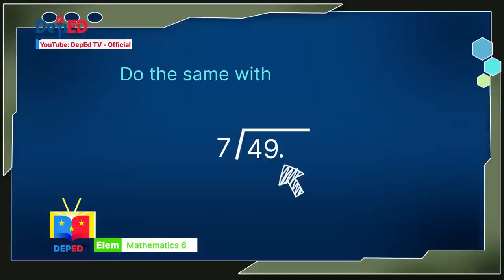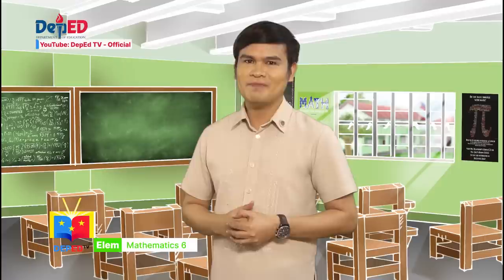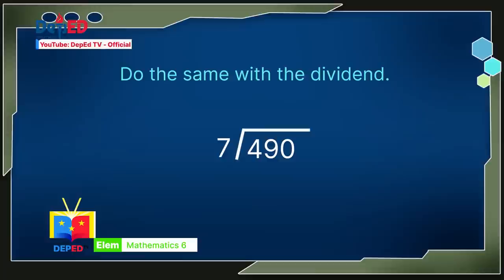Step 2. Do the same with the dividend. Since the divisor was multiplied by 10, we will multiply our dividend by 10 too, thus moving the decimal point one place to the right. Add a zero to the empty decimal place, then place the decimal point on the quotient directly above the decimal point of the dividend. Now, we have a new division equation. 490 divided by 7.